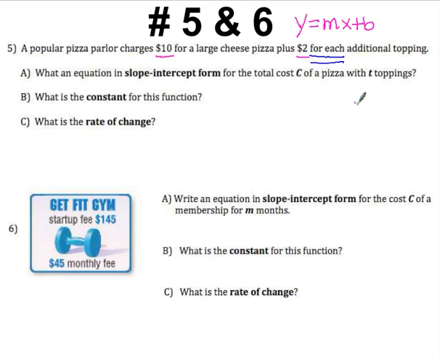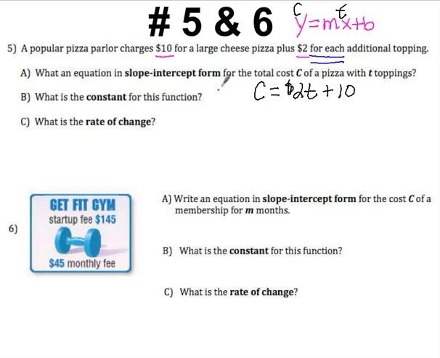Because I'm going to pay an additional $2 for each additional topping, that means that's going to be multiplied by how many toppings I get. The $10 for the large cheese pizza, that's just $10. That's a flat rate. So when I write my equation it's going to look like this. And it says it wants to use C and T instead of Y and X. So instead of Y, I'm going to have C here, and instead of X, I'm going to have T here for the toppings, because that $2 is going to be multiplied by that topping. So I get the total cost equals $2 times T plus 10, because it's $10 for the original.